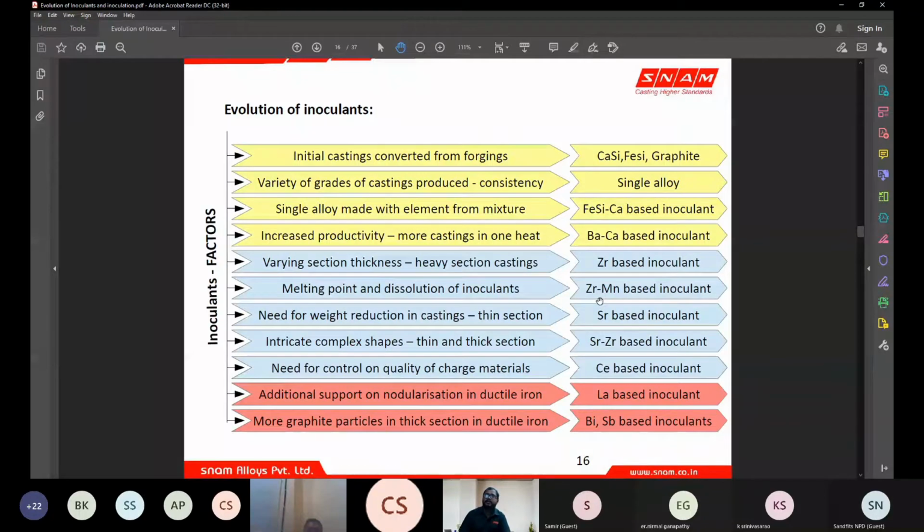When there was a need for weight reduction in castings, you go for thin section casting manufacture, particularly in gray cast iron. So there has been an evolution where you have a strontium based inoculant. And when you have intricate complex shapes where thin and thick section castings come into the picture, there has been a combination of zirconium and strontium, so it's a strontium zirconium based inoculant. These are inoculants which came into the picture as the requirements of the castings, the factors on the left side, evolved, and this is how the inoculants evolved.